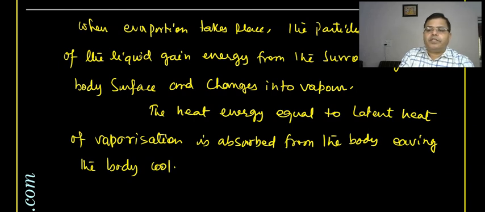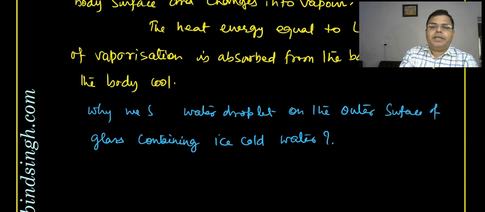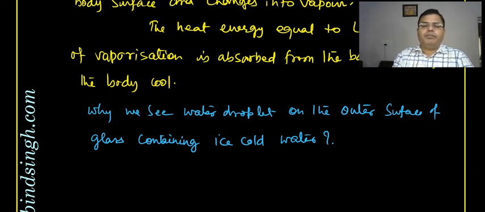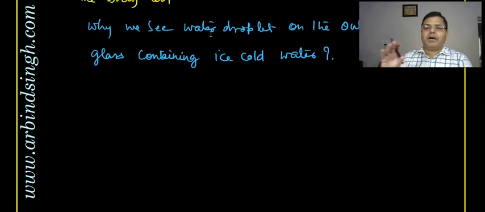Okay, so this is one thing which you need to learn. Now there is one more question: why do we see water droplets on the outer surface of a glass containing ice cold water? When you bring chilled water from your fridge and put it into the glass, after some time you will find water droplets on the outer surface of the glass. Why does this happen and where does it come from? Water is inside the glass, so how does it come outside? That water is not coming outside. There is water vapor in the air, and the air that comes in contact with the glass becomes super cool, and then that gas turns into liquid form.